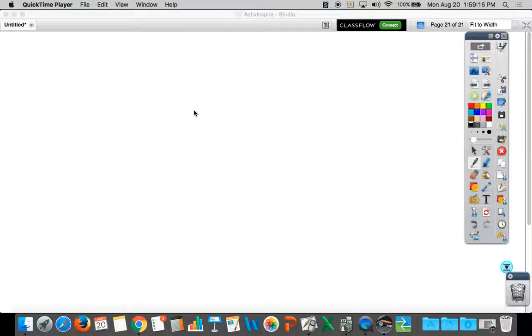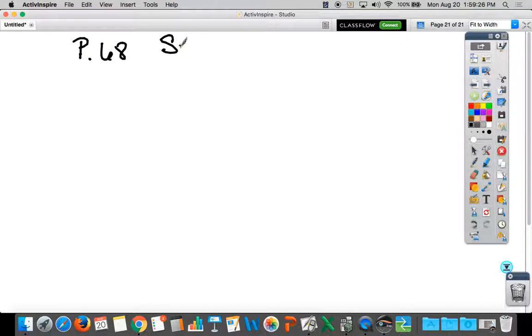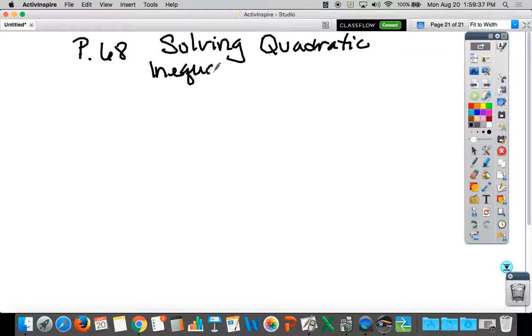Okay, so we're going to talk today about solving quadratic inequalities. So we're on page 68. Now, what we did last were linear inequalities. So I asked you what linear meant, and it doesn't have an x squared, doesn't have an x cubed, it just has an x. So y equals mx plus b is the equation of a line, so anything with just an x in it is linear. So you're going to do this for quadratic inequalities.